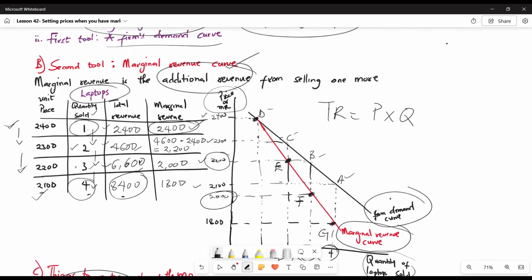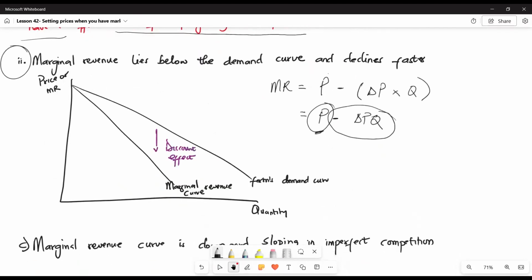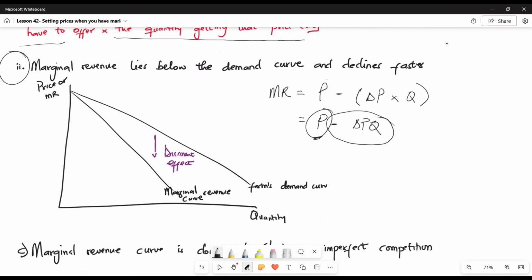So we see from this table that when the price is 2,400, marginal revenue is 2,400. And then when the price reduced to 2,300, marginal revenue also reduced, but then much lower. And then when the price was 2,200, marginal revenue was 2,000. And then when the price was 2,100, marginal revenue is 1,800. We are simply saying that whenever you draw your demand and marginal revenue curve, the firm's demand curve simply reflects the various prices that the firm charges.